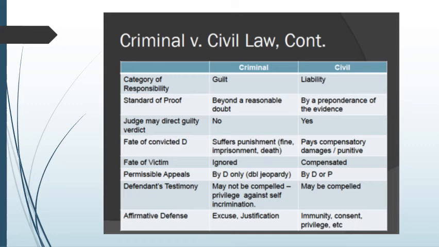Appeals are available in criminal law only by the defendant because of double jeopardy. The prosecutor cannot try the case again or appeal it, because they had their one shot and that's it. In civil law, either the defendant or the plaintiff may appeal. The defendant's testimony may not be compelled in criminal law because there is a privilege against self-incrimination. However, in civil law, you can compel the defendant to testify. This is because the penalty is potentially so great that a defendant cannot send himself or herself to a death sentence.